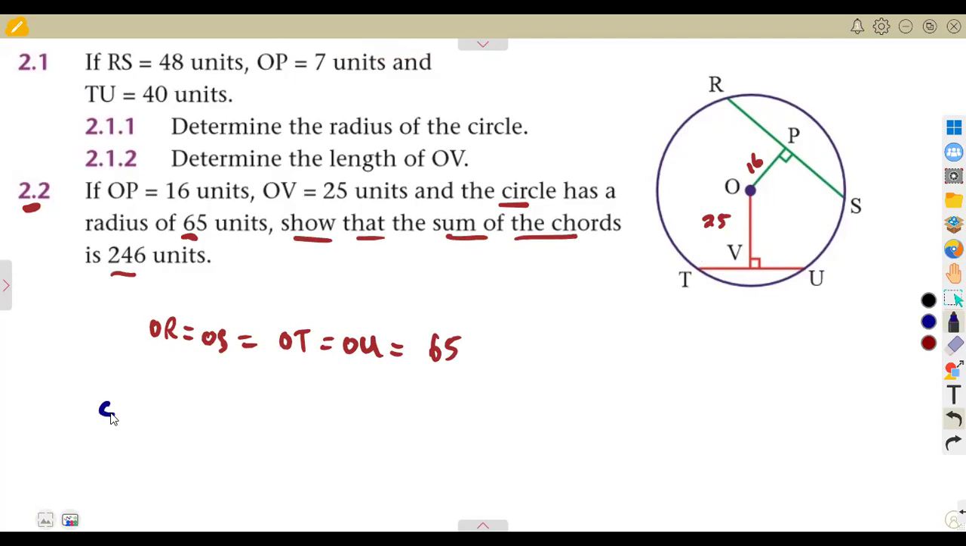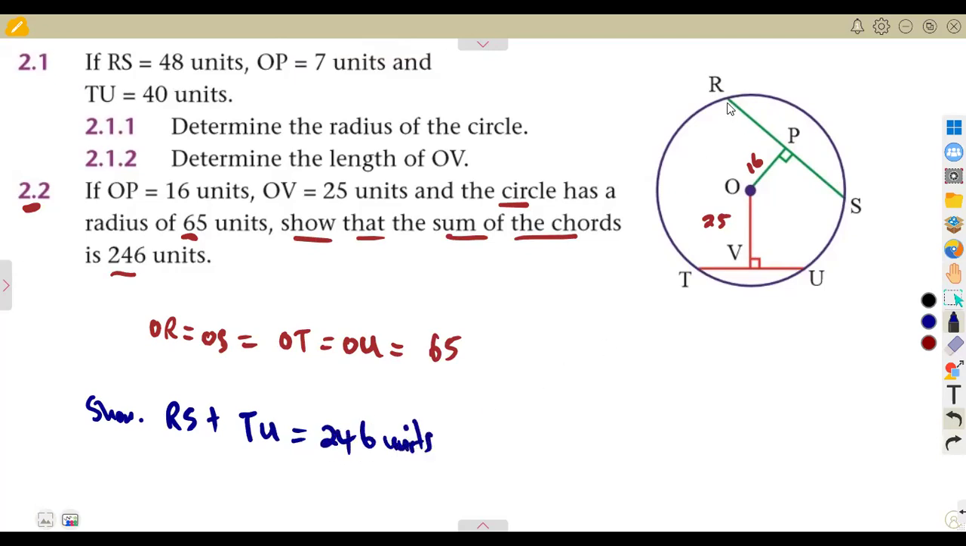Show that. So what are we supposed to show? The sum of the chords. And what are the chords? The chords are RS, that is from this one, the first chord. So if you add RS and the other chord, which is TU or UT, if you add these two, we must obtain 246 units. That is what the question is asking us there.